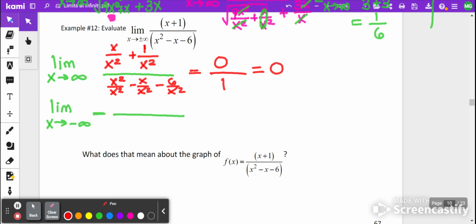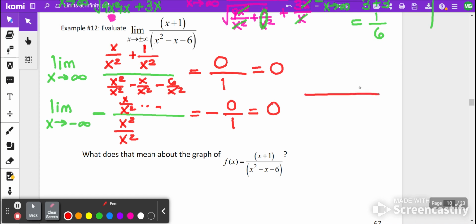For the next one, it's going to wind up being the same thing. The only difference is, when we go ahead and do this, we would really write the same thing. I'm not going to write all that, just pretend. What we wind up getting is negative of 0 over 1, which is 0. So both will approach 0 from the left and from the right.